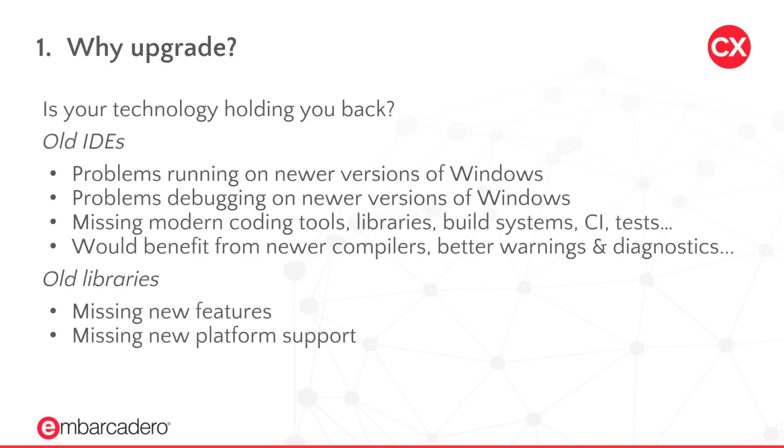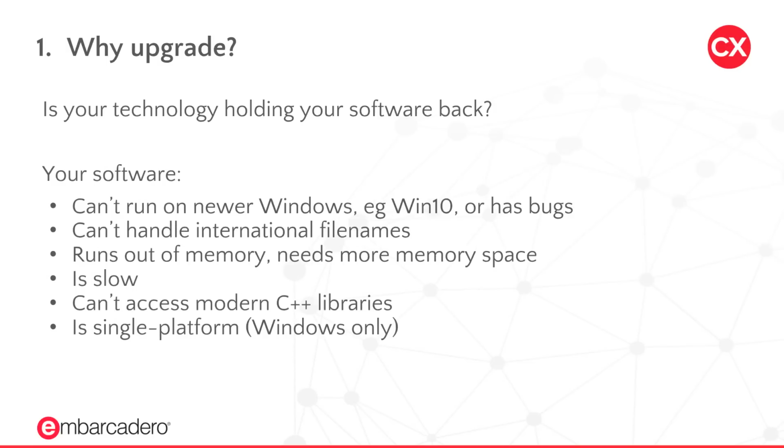Or if you're using old libraries, they might be missing new features or new platform support. If you're aiming at Windows 10 and your libraries are still built with Windows XP in mind, you will be running into problems. Or perhaps the technology you're currently using is holding your software itself back, the software that you create, that you distribute to your users. For example, your software might have problems running on Windows 10, or might have problems handling international file names or other Unicode or internationalization issues.